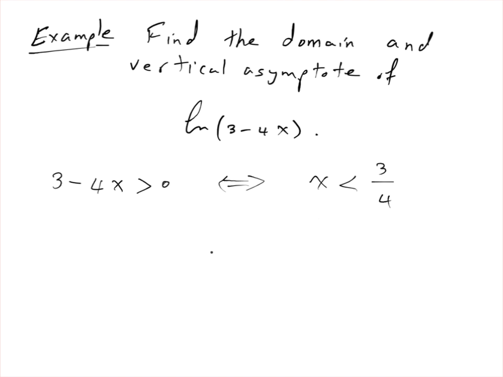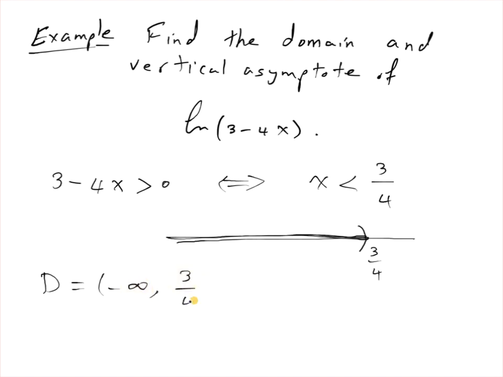So the domain here is all the real numbers less than 3/4, which we denote on the number line this way. So it's all the numbers on this side. And in interval notation, we write D equals minus infinity to 3/4. That's the domain. And the vertical asymptote is the edge of the domain, a line that is at 3/4.